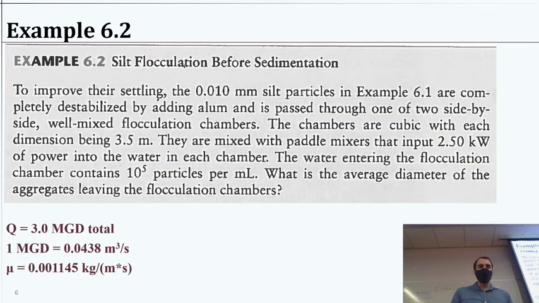So let's take a quick look at a problem. This is, again, not from our book, but a simple problem from another one. To improve settling, there's these 0.01 millimeter silt particles. From a previous example, they're completely destabilized by adding alum, and water is passed through one of two side-by-side, well-mixed flocculation chambers. Chambers are cubic, each with dimensions being 3.5 meters. They're mixed with paddle mixers that input 2.5 kilowatts power in each chamber. Water entering the flocculation chamber contains 10 to the fifth particles per milliliter. What is the average diameter of the aggregates leaving the chambers?